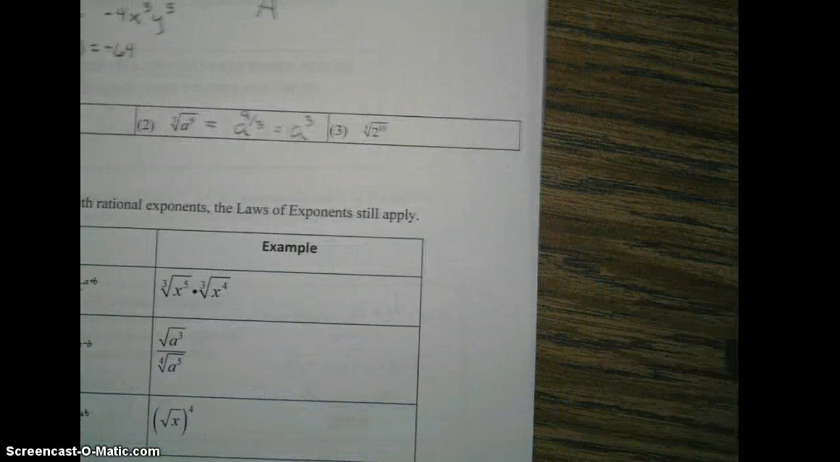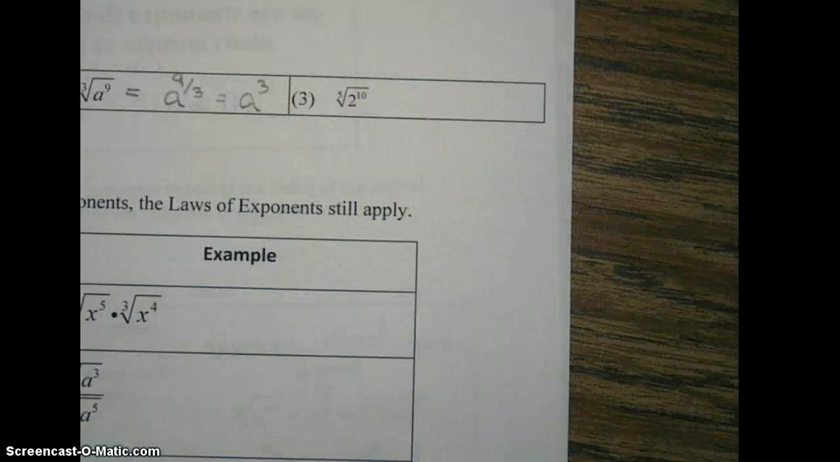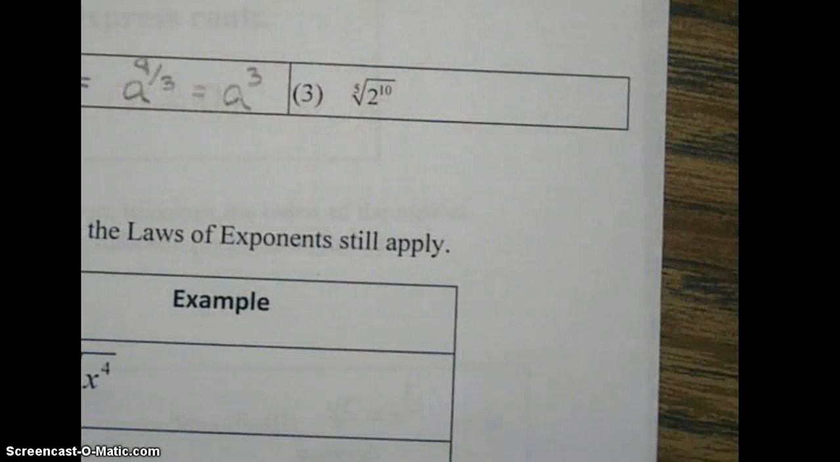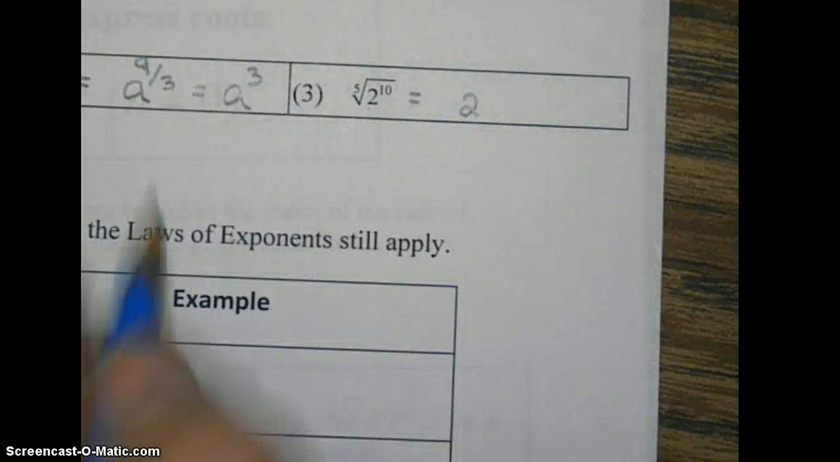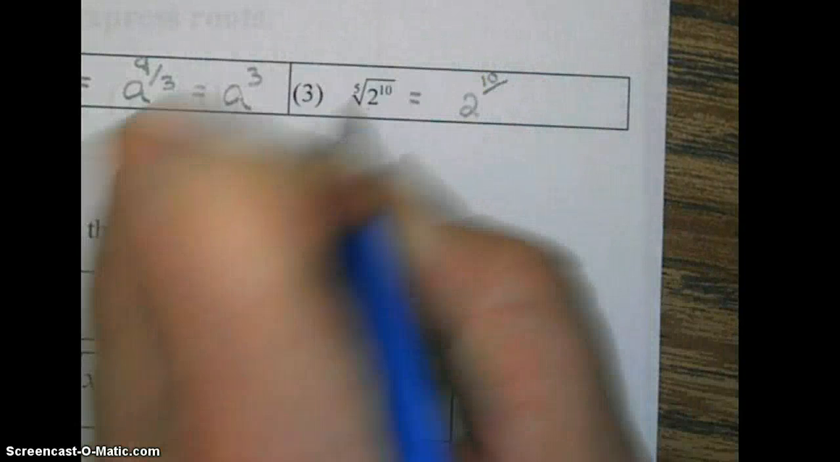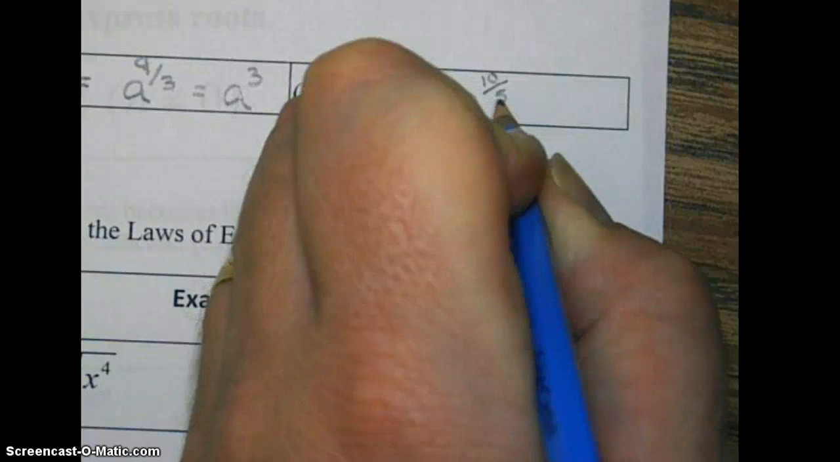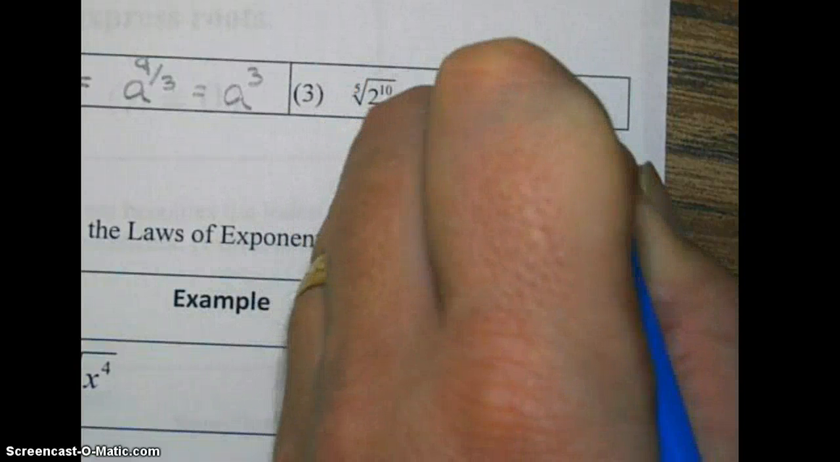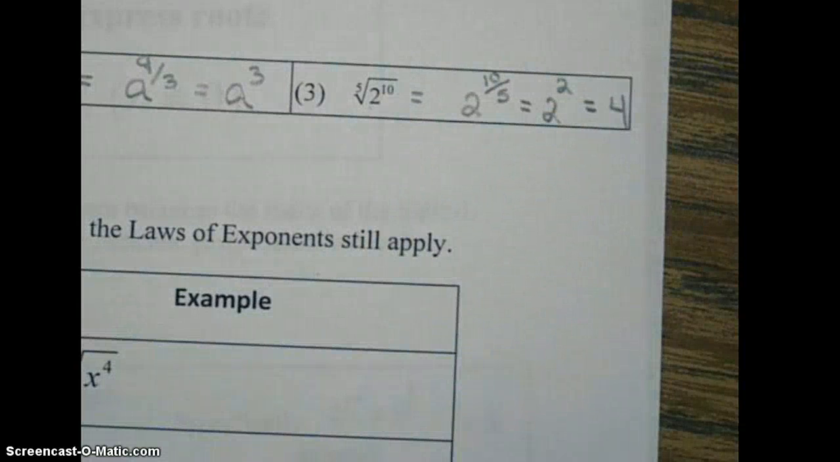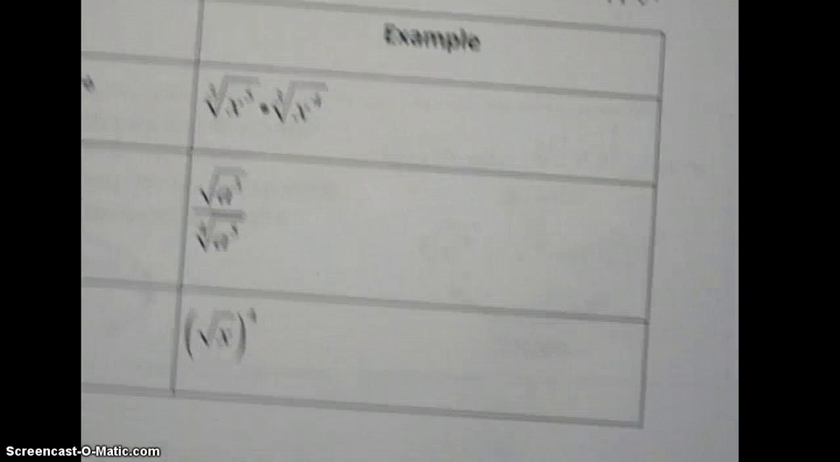Let me zoom in on this one a little bit closer if I can. So we write down the base. 10 is our power. 5 is our root or index. 10 divided by 5 is 2. 2 squared is 4. Good job. You're getting the hang of it. All right, let's look at some more examples.